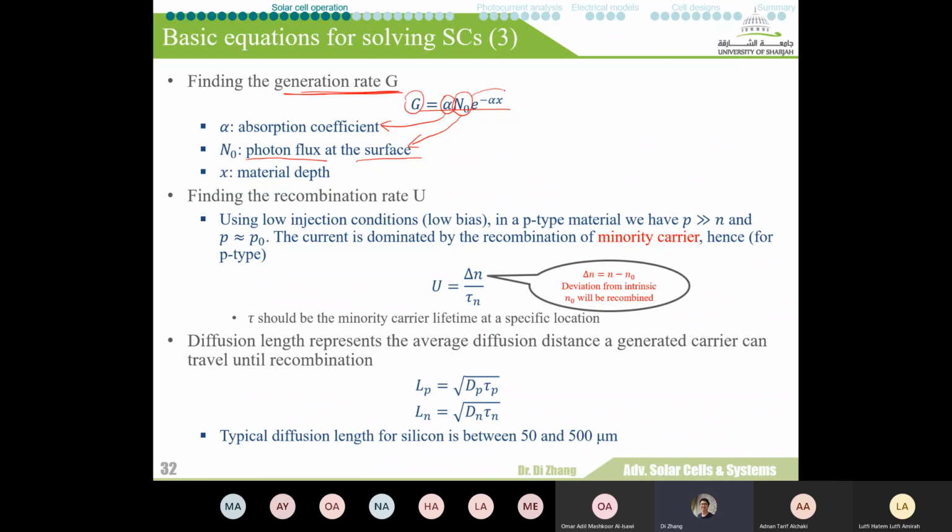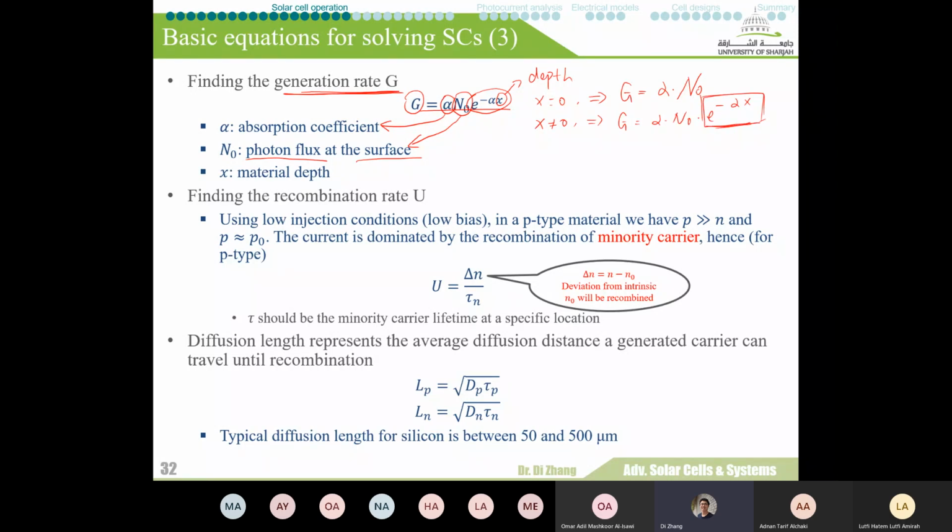The exponential decay term is related only to the depth of the material. At zero depth, if x equals 0, we only have the generation equal to the absorption coefficient times the surface number of photons. But as you have a non-zero depth, this becomes an exponential decay, and this part is very similar to our discussion from last time.